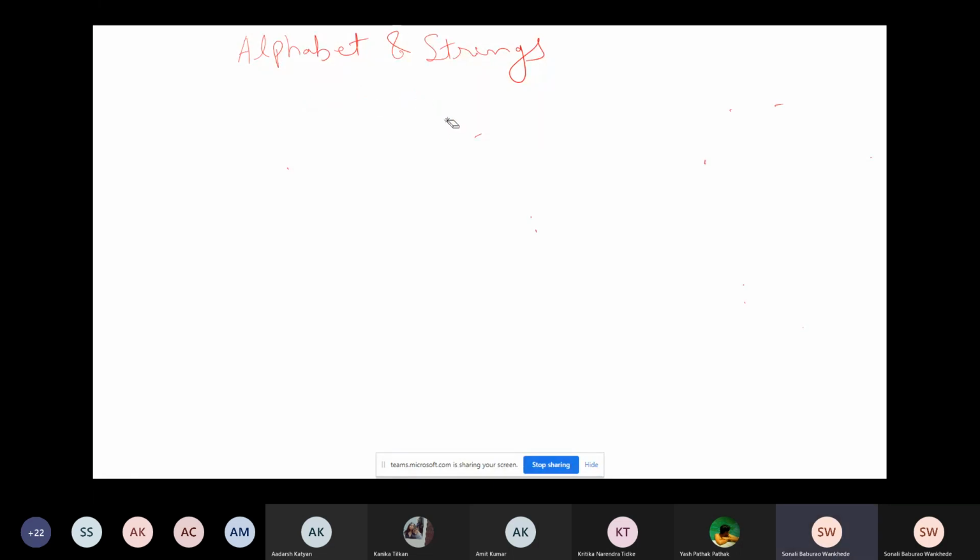Okay, epsilon is used to represent an empty string. This empty string is represented by an epsilon. You have to make a note of it. Make a note of it. Okay. Now, set of all strings over an alphabet.